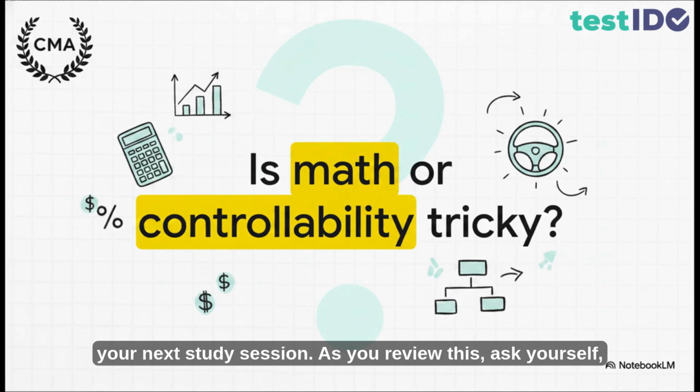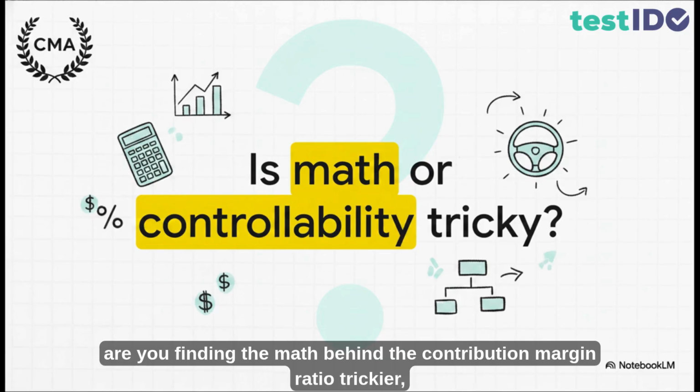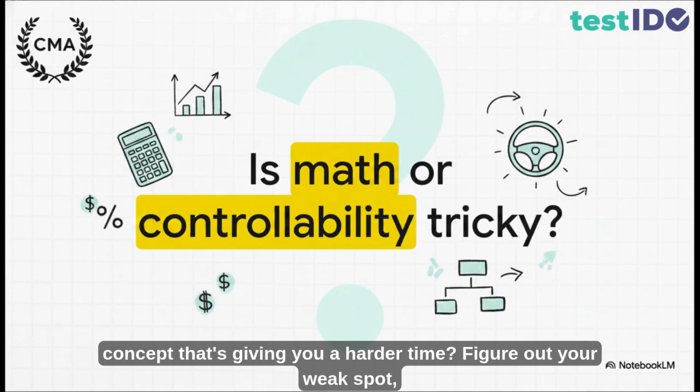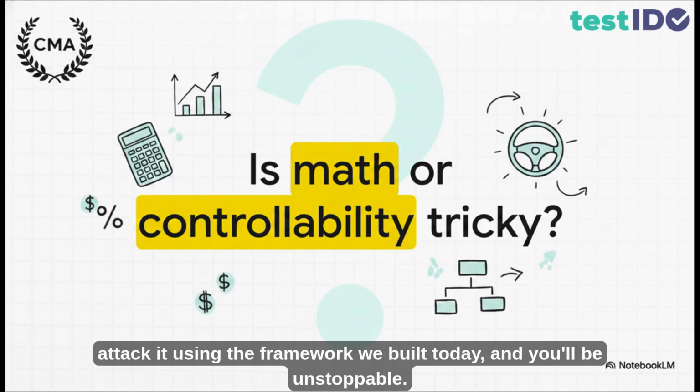As you review this, ask yourself, are you finding the math behind the contribution margin ratio trickier, or is it the logic of that sneaky controllability concept that's giving you a harder time? Figure out your weak spot, attack it using the framework we built today, and you'll be unstoppable.